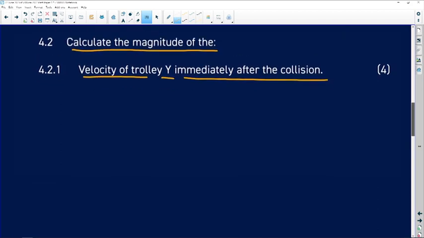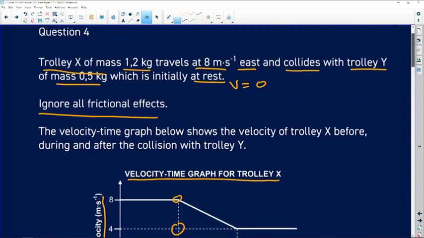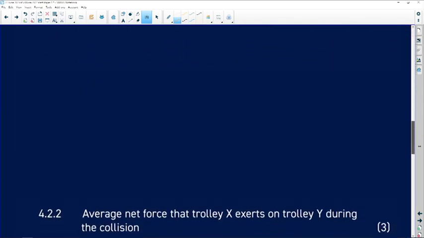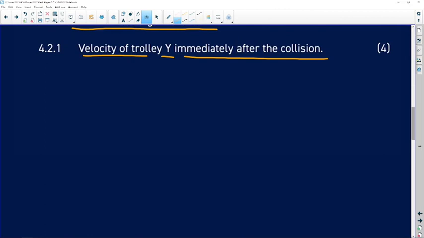Now, this linear momentum is conserved. So the sum of momentum before should be equal to the sum of momentum after. So we can say the sum of momentum before, which is initial, equals the sum of momentum after, which is final. Now what do we know about momentum? Momentum is the same as mass times velocity, but we must be specific here. We are looking for the velocity of trolley Y immediately after collision here. So it's the final velocity.